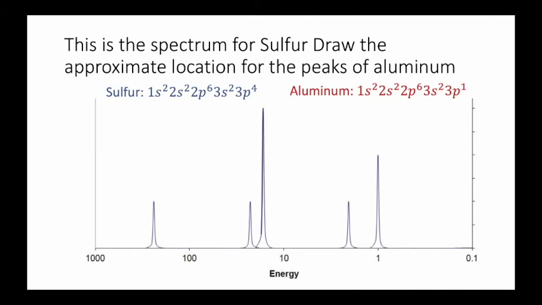And I recognize that one of the main differences is that aluminum has only 1 electron in the 3p subshell, and sulfur has 4 electrons. So I'll be able to draw almost all the peaks the same size, except for that 3p peak, which is going to have to be about 1/4 the size.